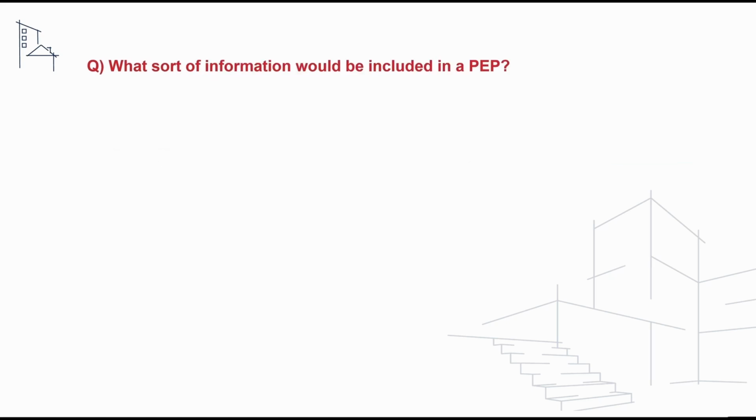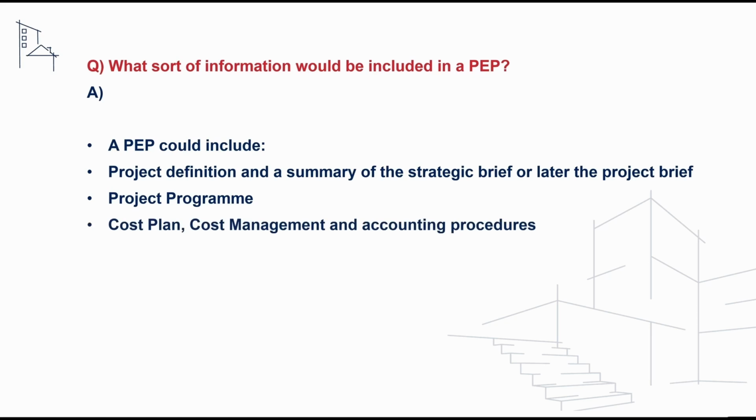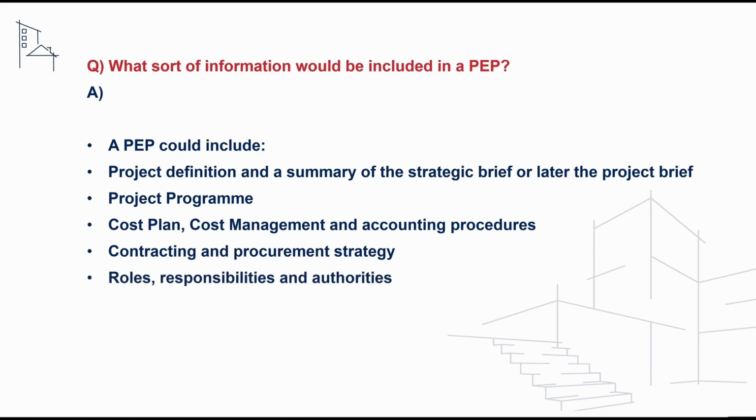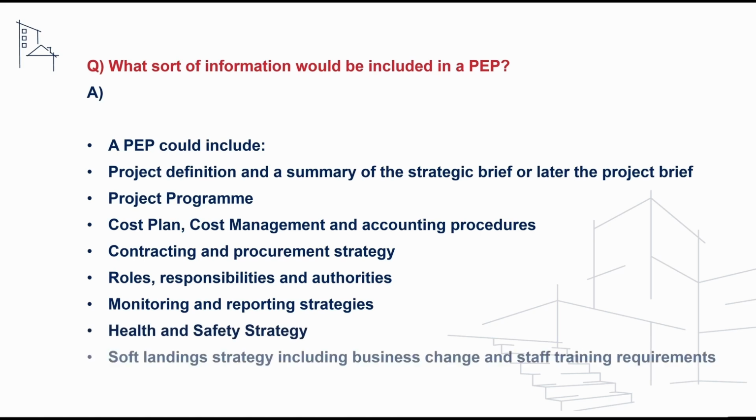We may also be asked a follow-on question to this on our understanding of what a project execution plan should contain. We could say firstly that this would include a project definition, a project programme, a cost plan, cost management and accounting procedures, contracting and procurement strategy, roles, responsibilities and authorities, monitoring and reporting strategies, health and safety strategy, and any strategy for soft landings including business change and staff training requirements.